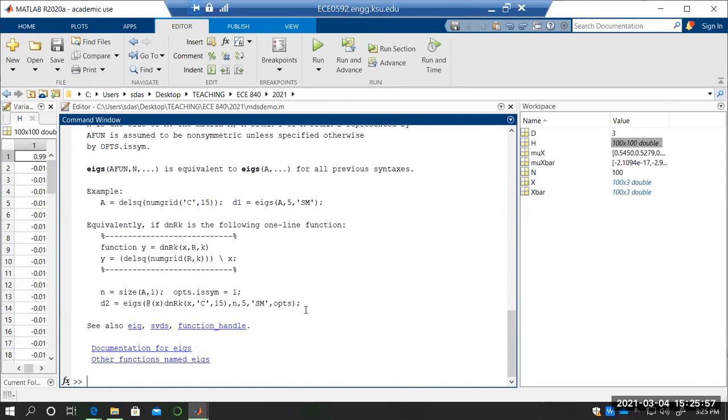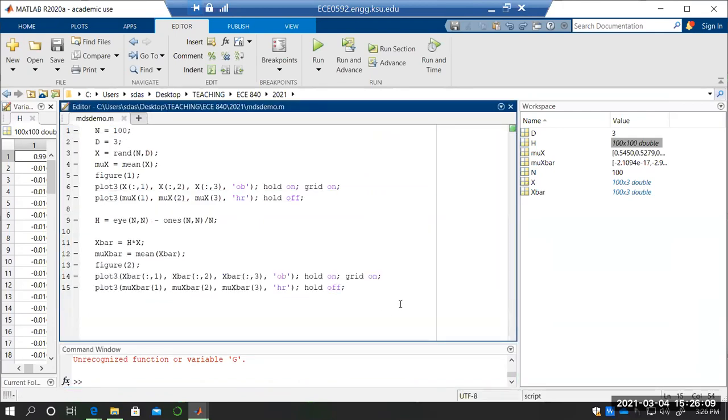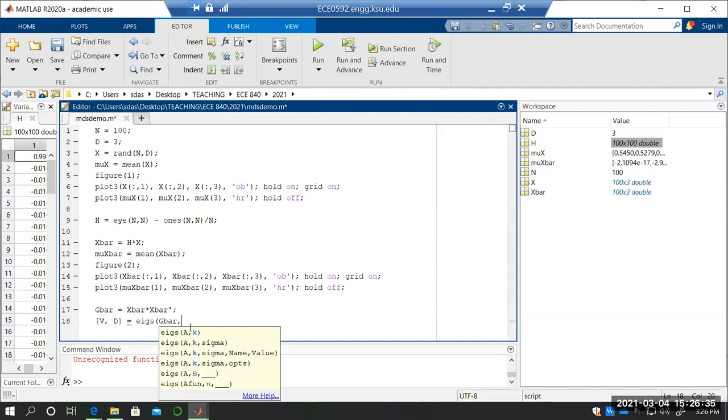I have my G, right? Oh, I don't have G. So what I'll do is, I have my X bar. So G equals X bar star X bar transpose. This is actually G bar. And then what I'll do is VD is equal to I's G bar. So I want all of them, so 100.